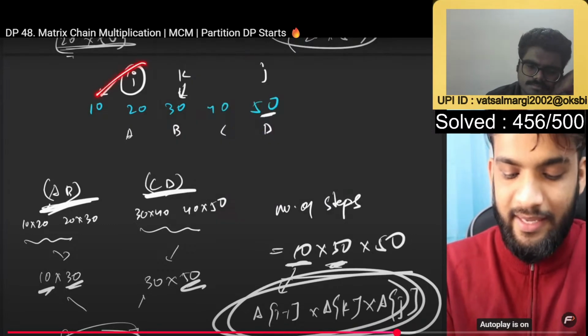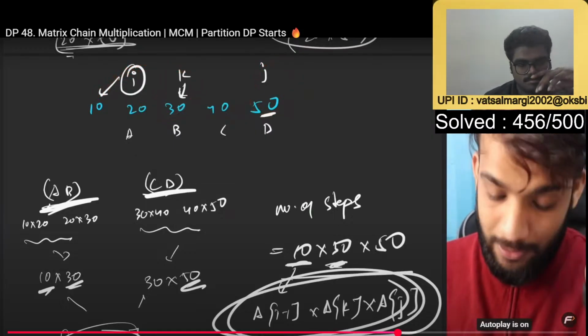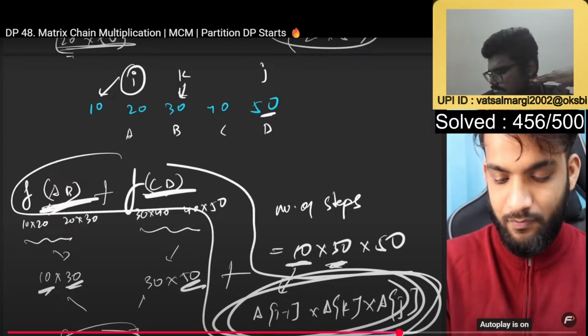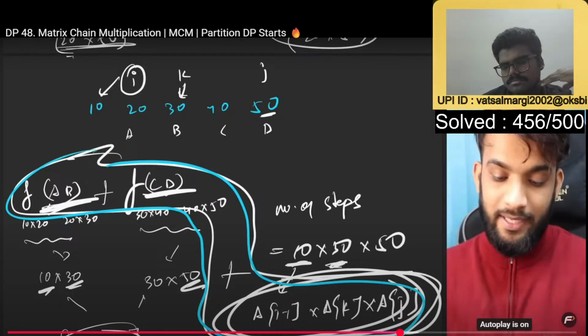It's just A of I minus 1, K, and J. That's what the number of steps will be, no matter how you multiply. And what you can do is you can solve this guy by calling the function, and you add this guy. So this will be the total number of steps taken, in short. Cool, I hope that makes absolute sense.